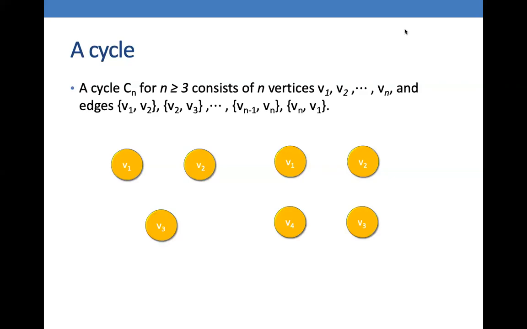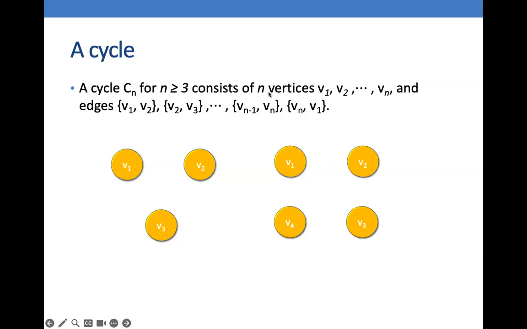Okay? So a cycle C sub n, wherein the n here is the number of vertices, and we also have a restriction that the number of vertices is greater than or equal to 3. Because if we only have 2 vertices, then we cannot form a cycle. There will be an edge from one vertex to another, but we won't be able to return. So the restriction is that n is greater than or equal to 3.